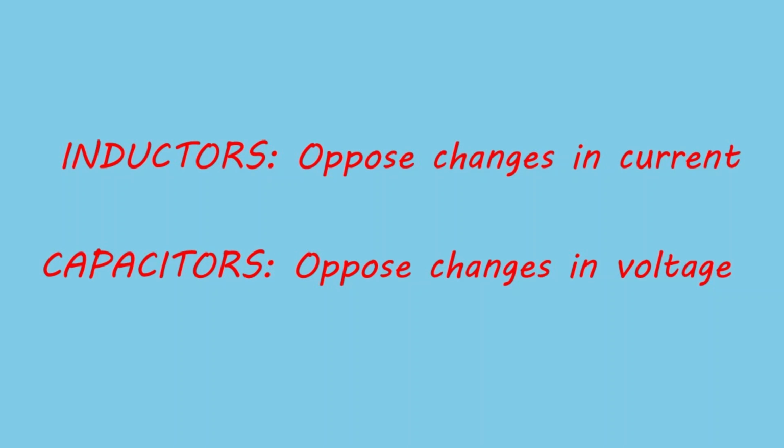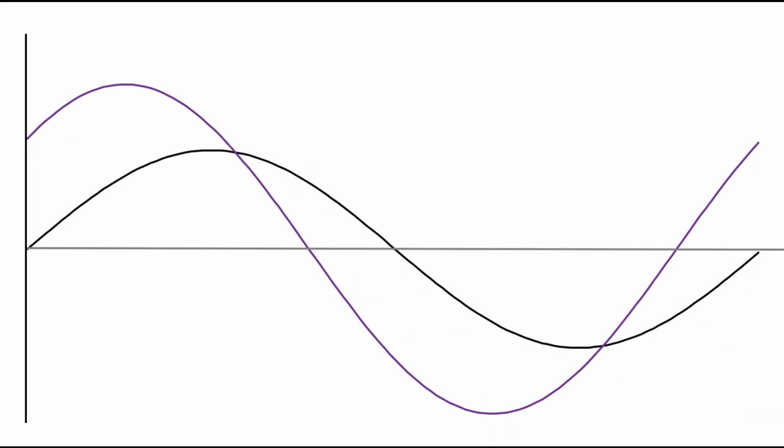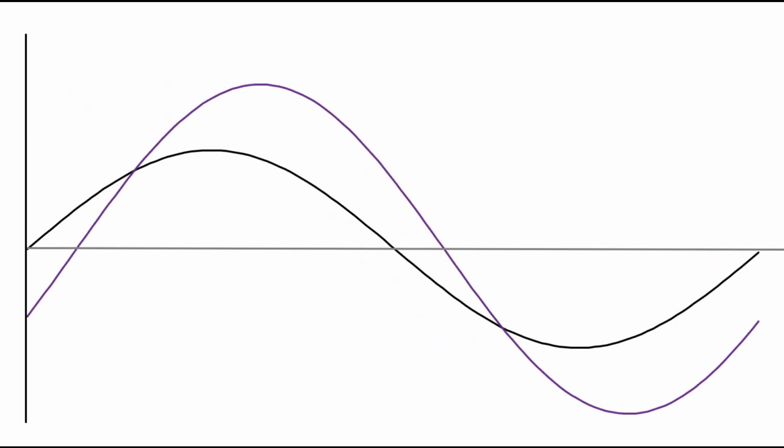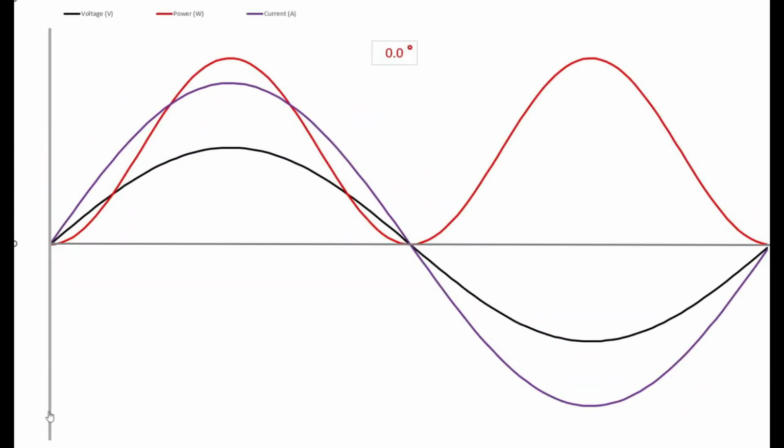Okay, to summarize, inductors resist change in current, leading to a current lag, while capacitors resist changes in voltage, leading to a voltage lag. Both of these components create a phase shift between current and voltage, which affects the power factor. Let's adjust this graph a little bit. This time, let's add power onto the graph. The red graph shows the power, which is calculated by multiplying voltage times current. Here you can see that power is always positive.